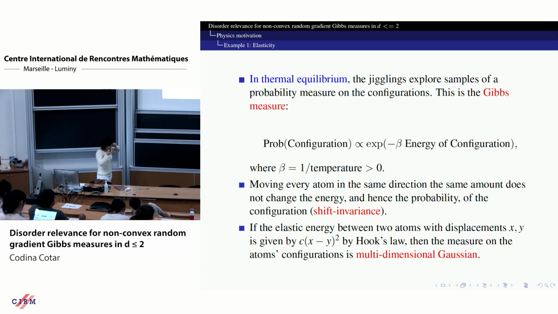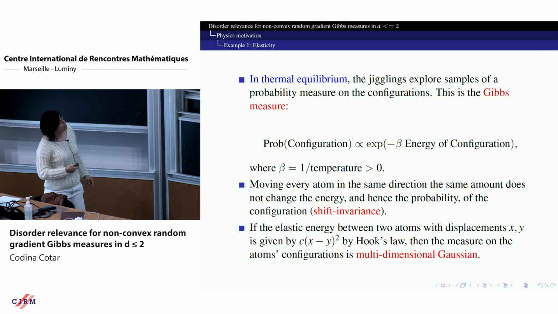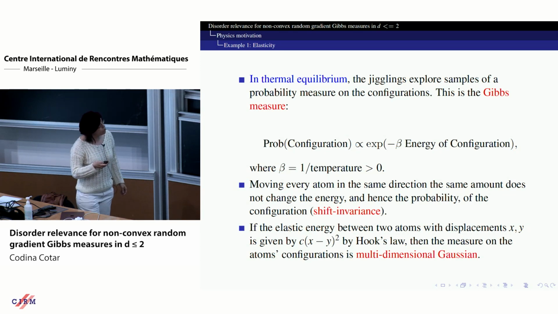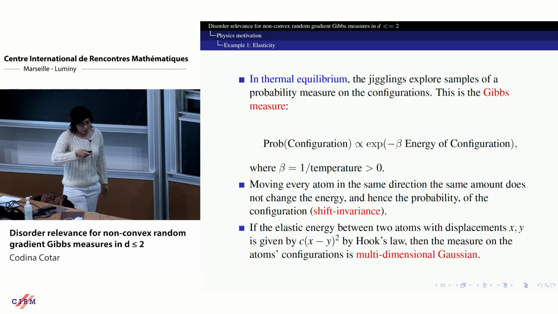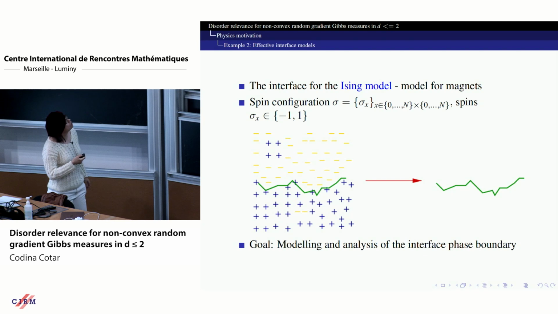Now, of course, in a very simplistic situation, I can think that the energy between any two atoms is quadratic, which will result in the Gibbs measure being a multidimensional Gaussian. And we will see what happens for our system when we have a multidimensional Gaussian, and then how things change when we replace the Gaussian by something else.